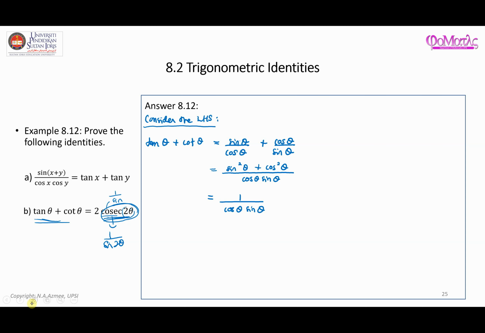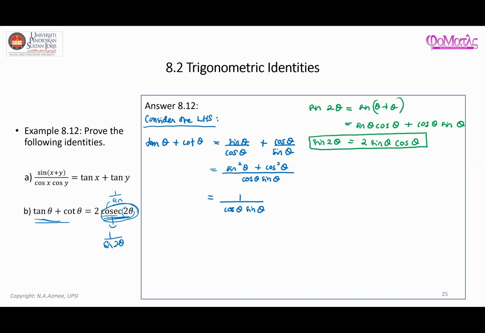If it's not quite obvious to you, you can try writing down what sine 2 theta is. Sine 2 theta is just sine (theta plus theta), which we have seen in the previous video, and this can be expanded as sine theta cos theta plus cos theta sine theta, which simplifies to 2 sine theta cos theta. This is the formula for sine 2 theta. If you look at what you have over here, you have cos theta sine theta, so we can replace this with sine 2 theta over 2.